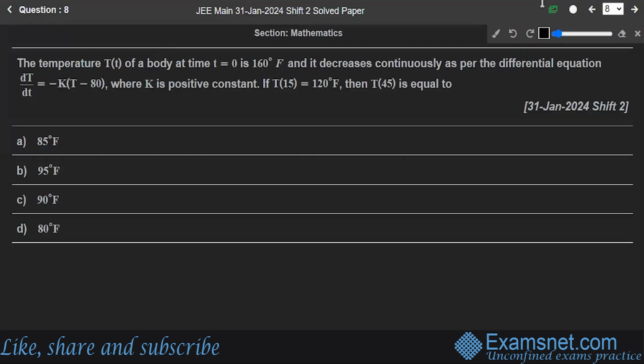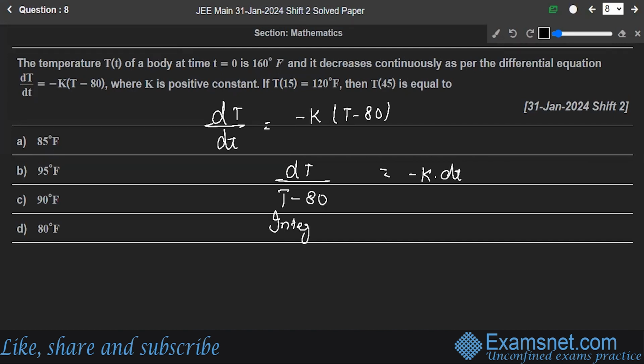Question number 8, the temperature T of the body at the time t equal to 0 is 160 Fahrenheit and decreases continuously as per the differential equation given by this, where K is the positive constant. T15 is equal to 120 Fahrenheit. What is T45 equal to? So you have the equation dT by dt given by this, or you can write it like dT upon T minus 80 is equal to minus k into dt.